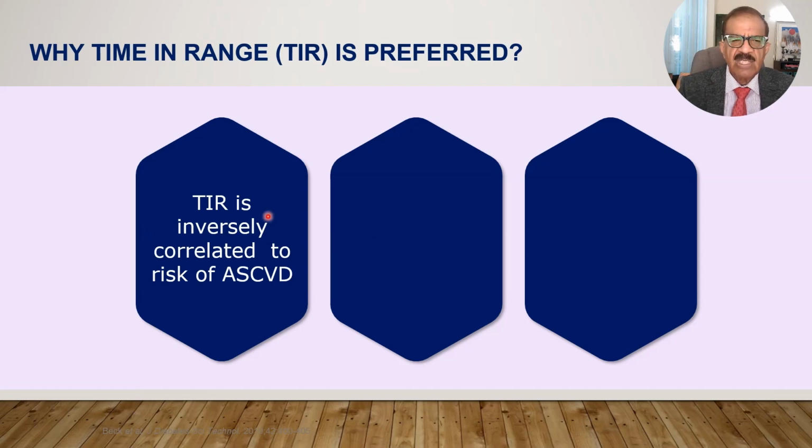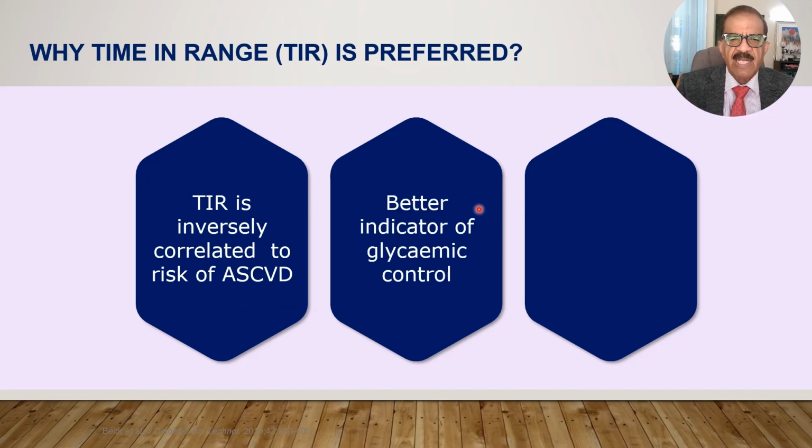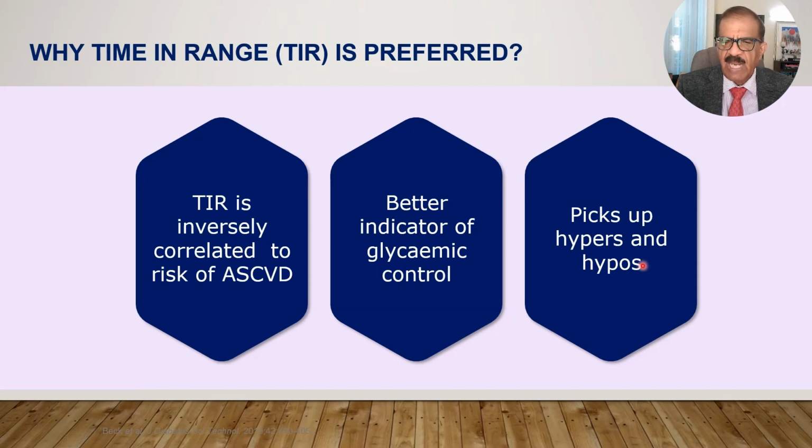TIR is inversely related to the chances of developing atherosclerotic cardiovascular disease, like A1C also. And it is a better indicator of glycemic control because it tells you hypers, and whatever time you want to know the sugar, it gives you the instant value also, and it picks up hypos and hypers. So that is why time in range is considered better than hemoglobin A1c. Now let me give you a comparison of the two.